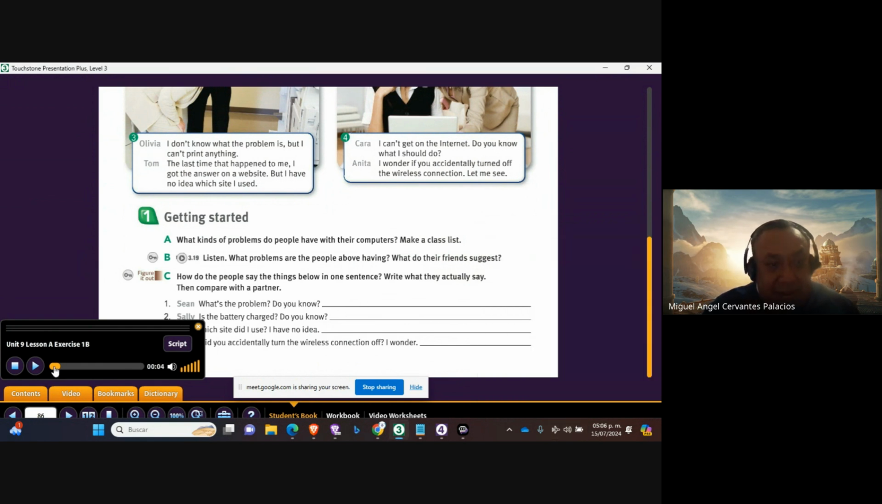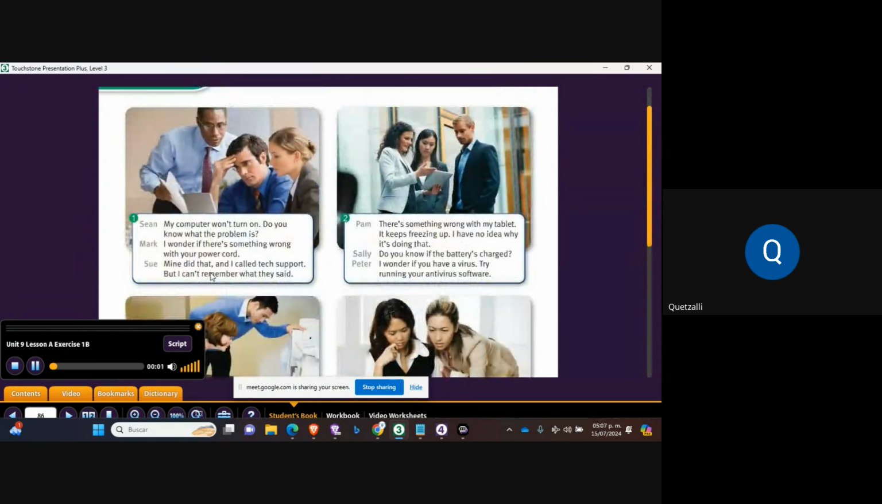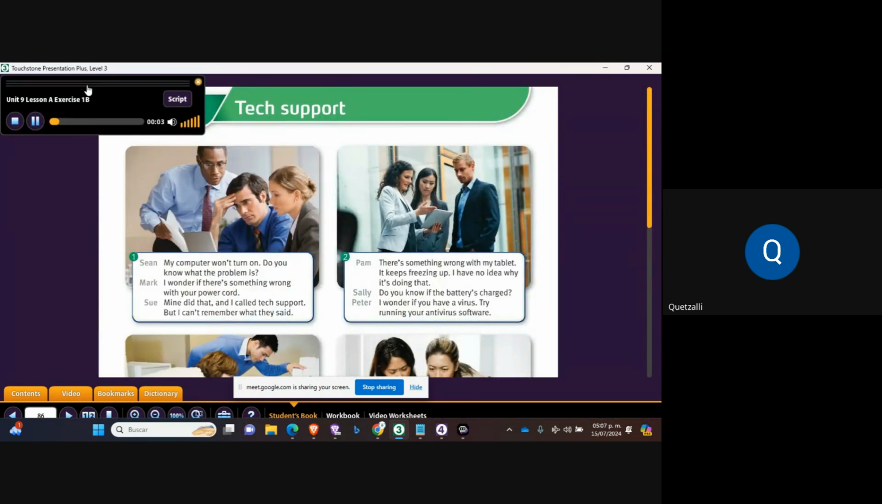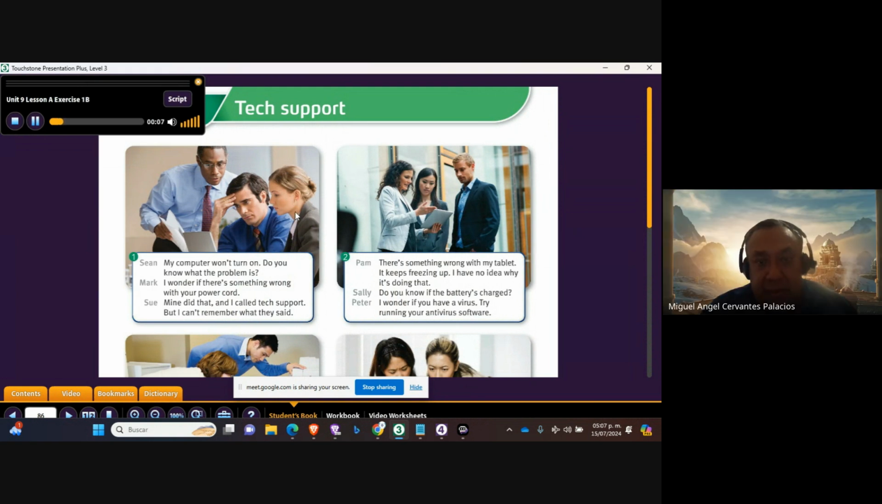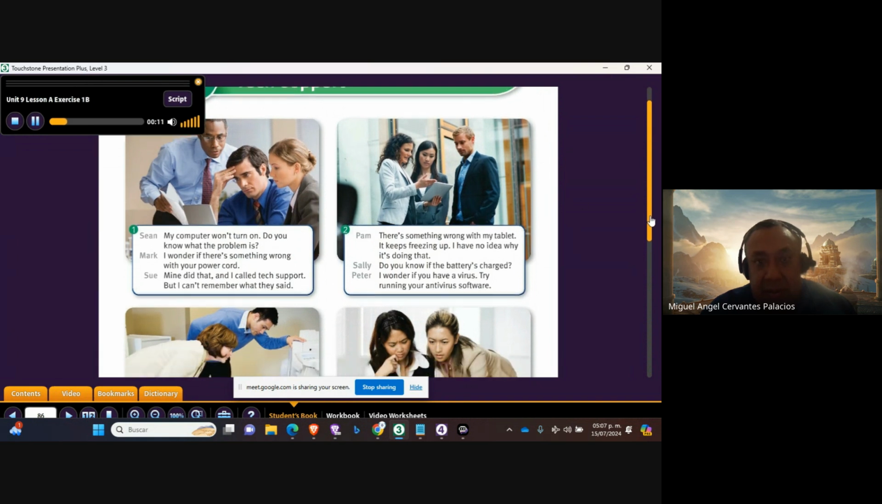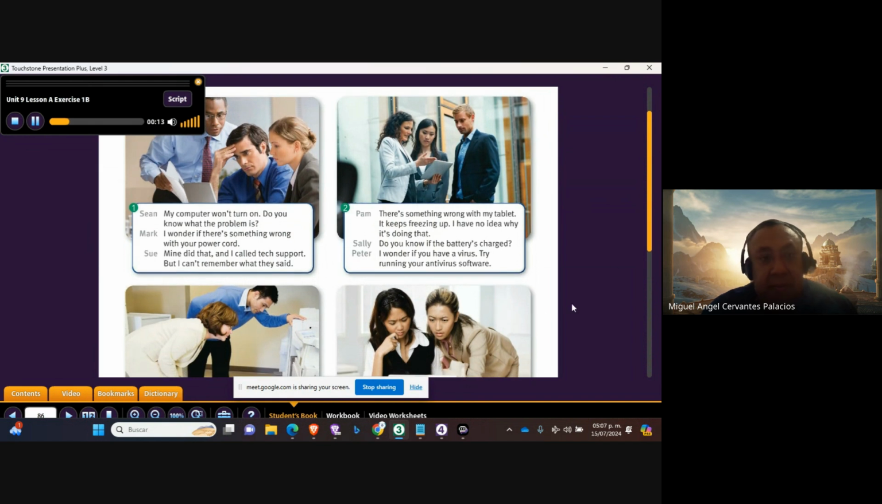Okay. Very good. Yes. Page 86, Unit 9. Tech Savvy? Lesson A. Tech Support. 1. Getting started. B. Listen. What problems are the people above having? What do their friends suggest?